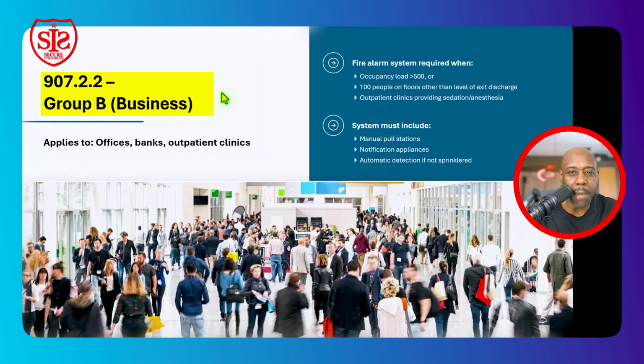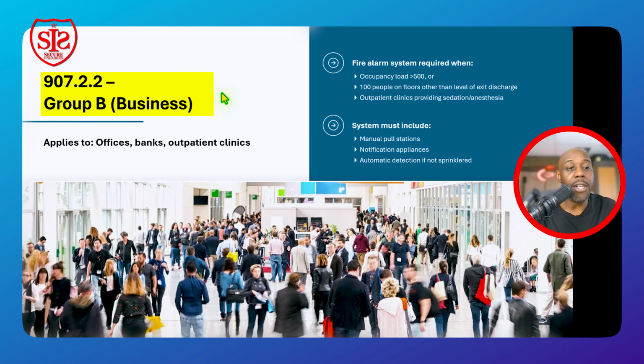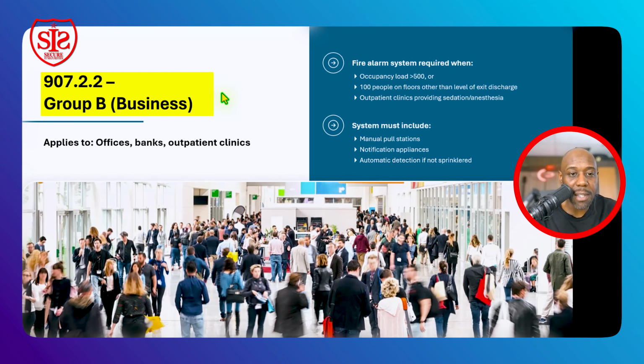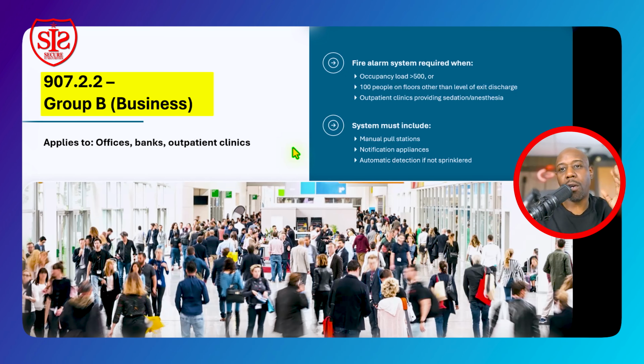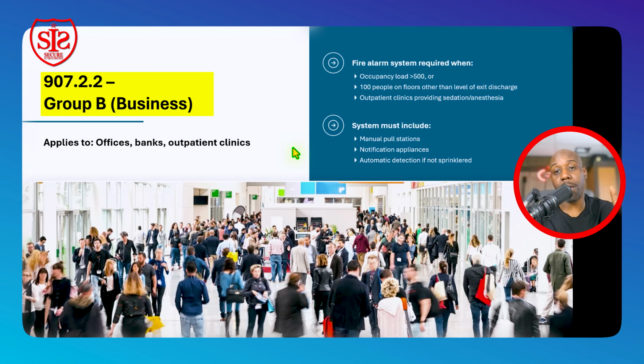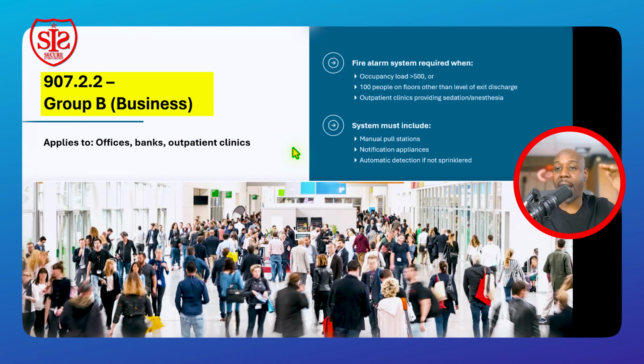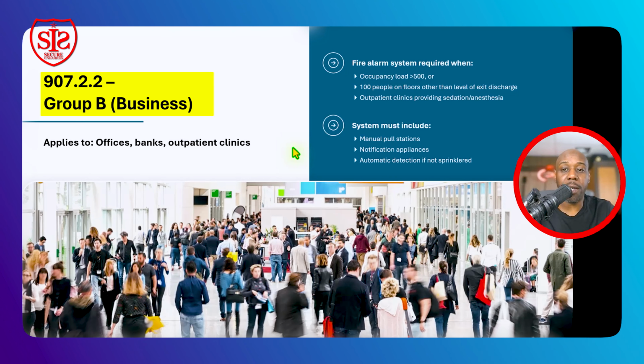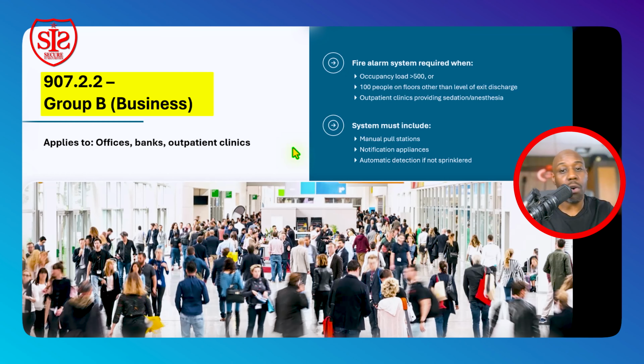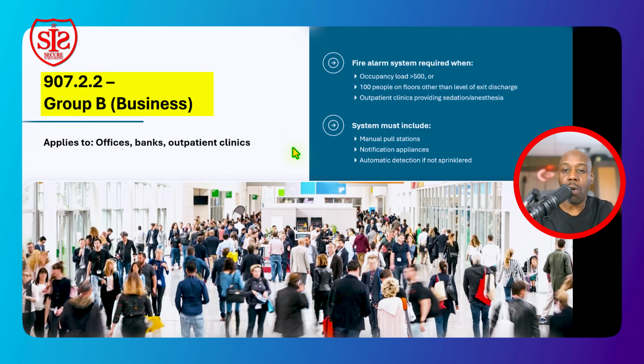907.2.2 is Group B. This talks about businesses. This applies to offices, banks, and outpatient clinics. A fire alarm system is required when the occupancy load is more than 500, or more than 100 people on a floor above the level of exit discharge, and for an outpatient clinic providing sedation or anesthesia. Manual pull stations, horns and strobes, speaker strobes, and automatic detection are required if it's not fully sprinkled.